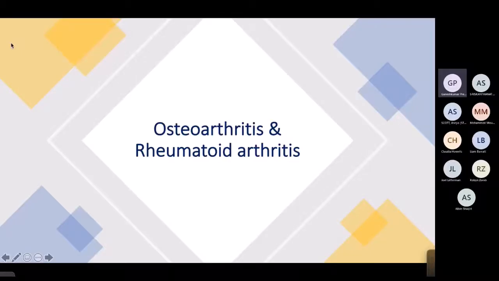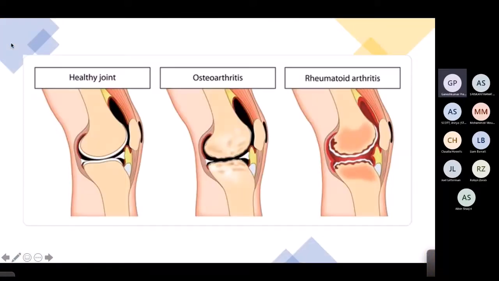So we're going to go through osteoarthritis and rheumatoid arthritis. There are a few concepts just to get your head around, and then I think it's pretty easy after that. We have three pictures here: the healthy joint, osteoarthritis, and rheumatoid arthritis.